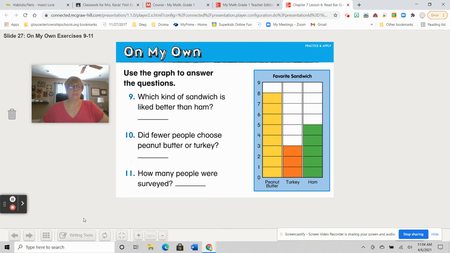All right, if you are still not finished, pause, keep the pause on, and then come back and check when you're done. Here are your answers. Peanut butter was liked better than ham. Fewer people chose turkey than peanut butter. And how many people were surveyed in all? 16. It really almost doesn't look like that many people because of the way the chart is going.